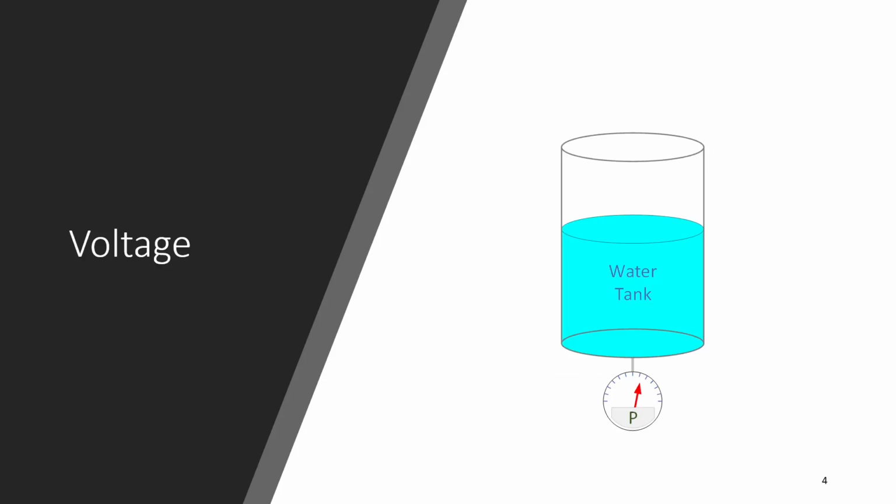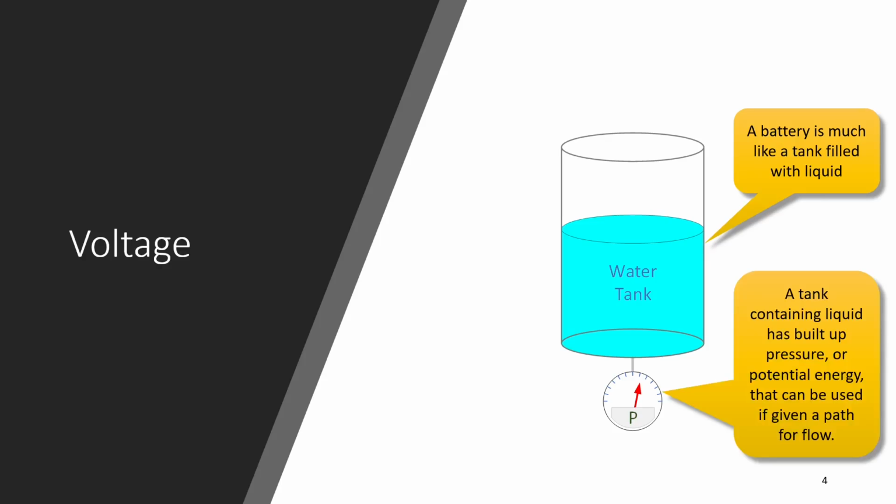Okay, when we talk about voltage, we can view a battery much like a tank that's filled with liquid. So I have a water tank here filled with a certain amount of water. And down at the bottom here, I have a pressure gauge. And the tank containing liquid has some sort of built-up pressure or potential energy. We can do something with that.